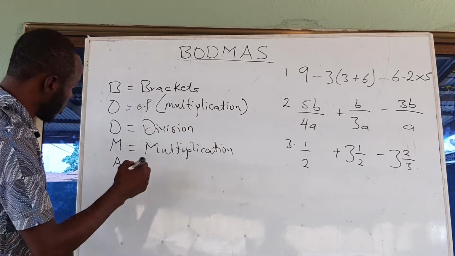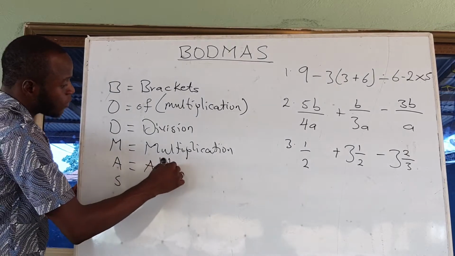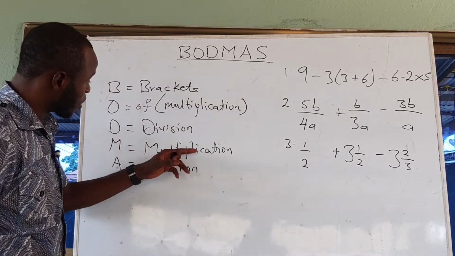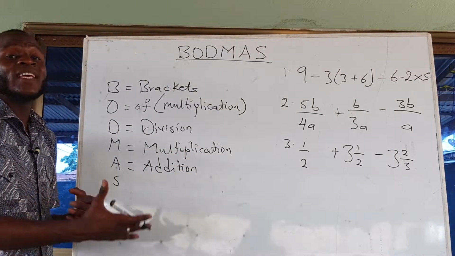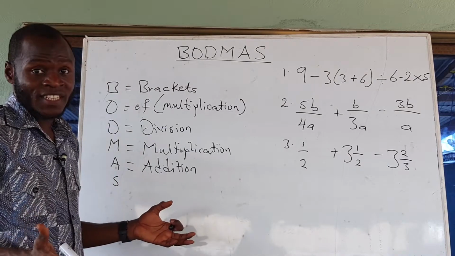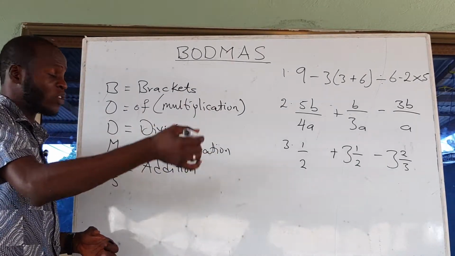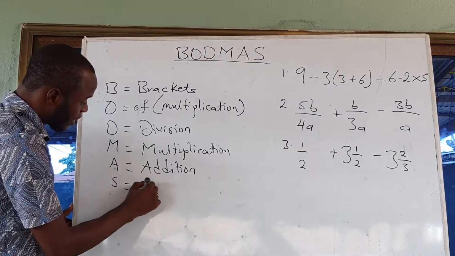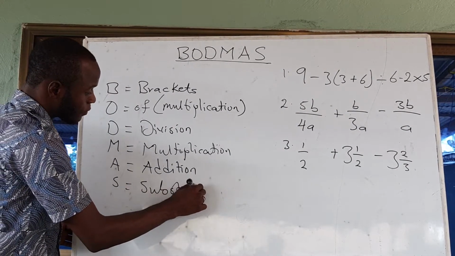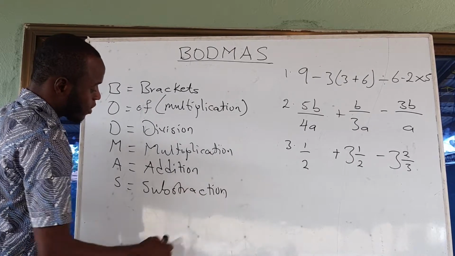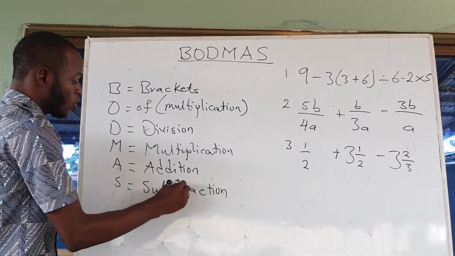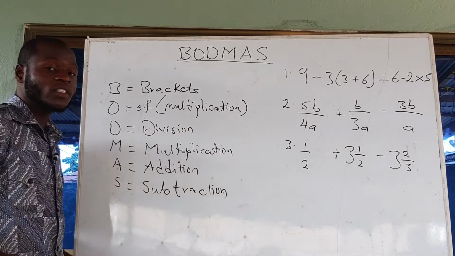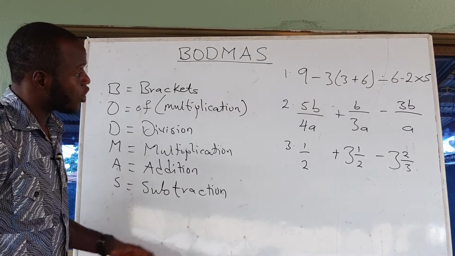After tackling the multiplication, you come back to A, which is addition. Addition means that after multiplication, if there is any addition in there, maybe 1 plus 1 or 2 plus 2, you deal with the addition sign also. Then lastly, S, which is subtraction. After tackling the addition, you tackle the subtraction. So if there's any subtraction, you deal with the subtraction.